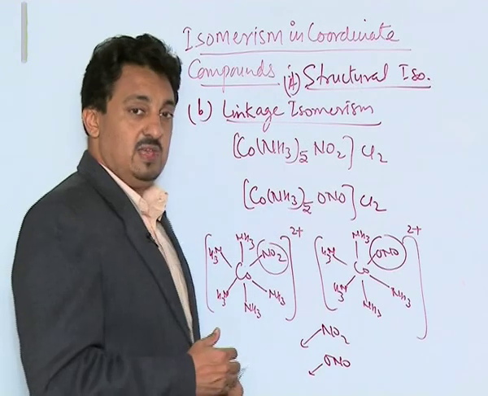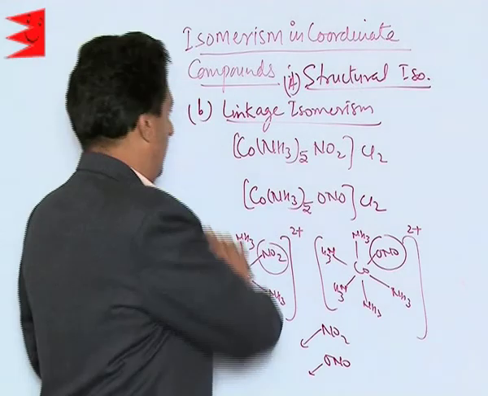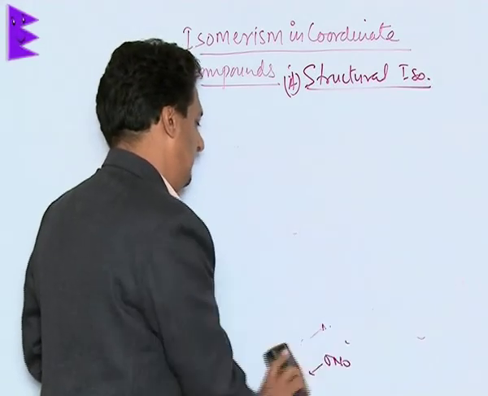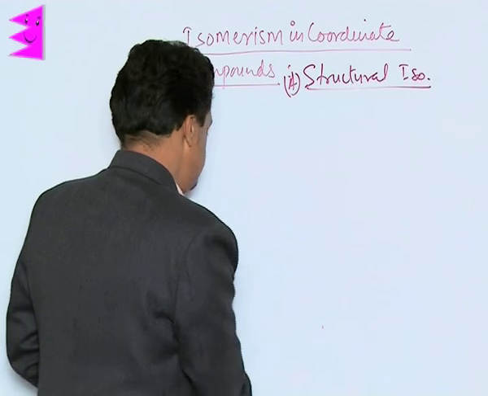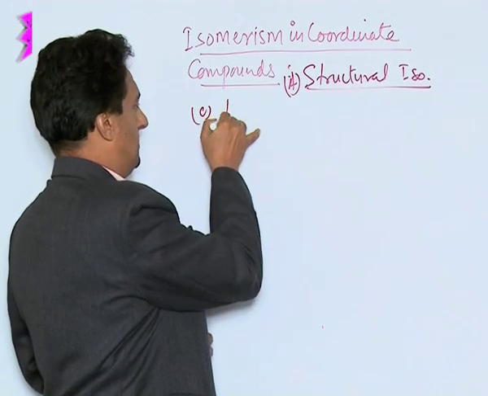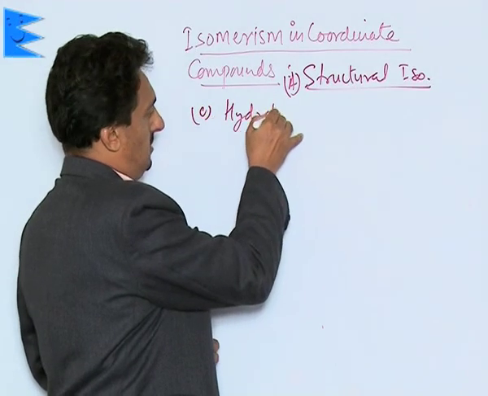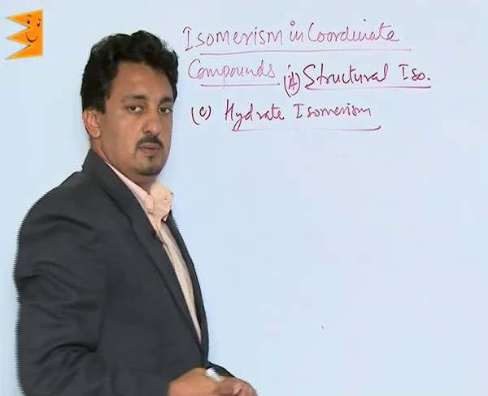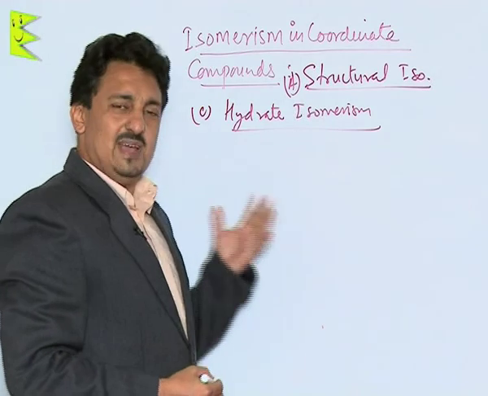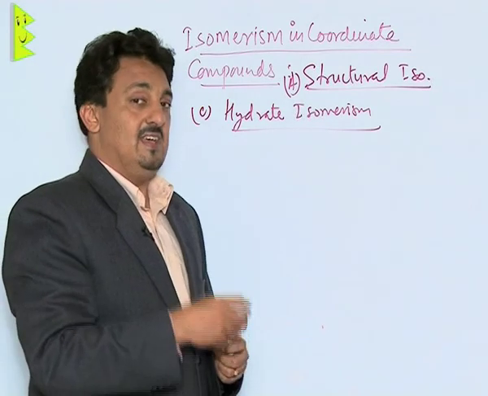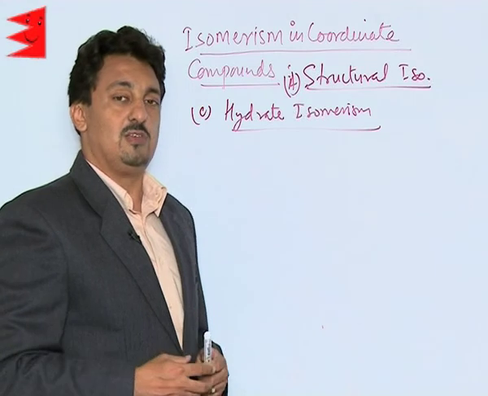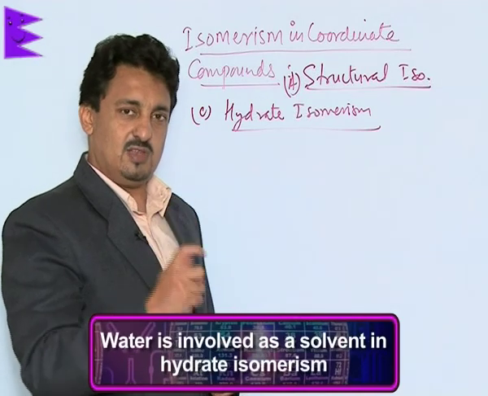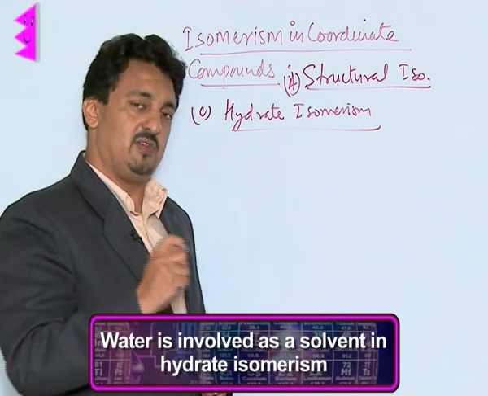Now let us move to the third type of isomerism, which is called hydrate or solvate isomerism. It is the type of isomerism in which, as the name suggests, the isomers differ in the number of water molecules present as water of crystallization. Yes, the number of water of crystallization will be different in the different isomers.